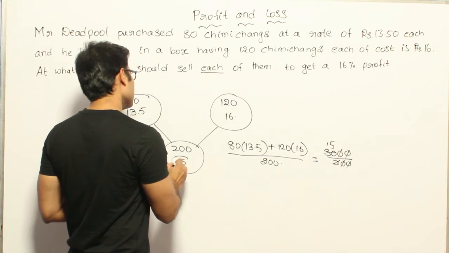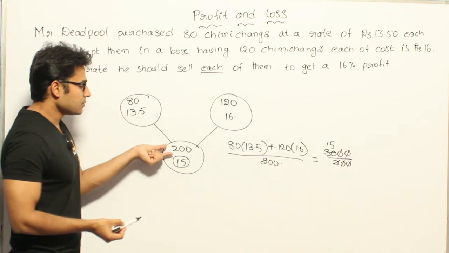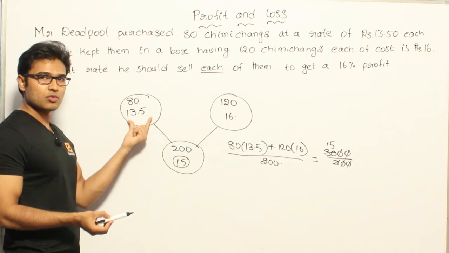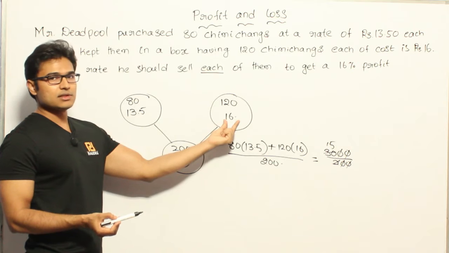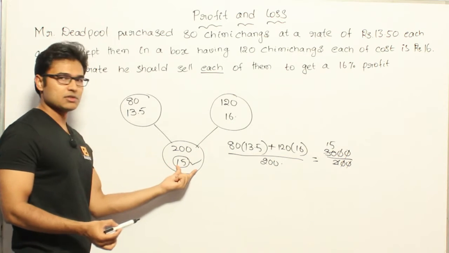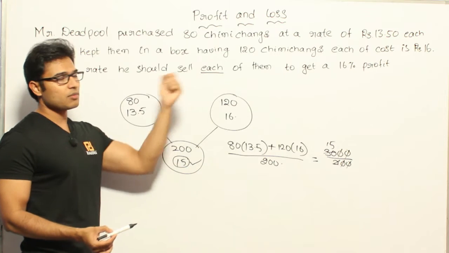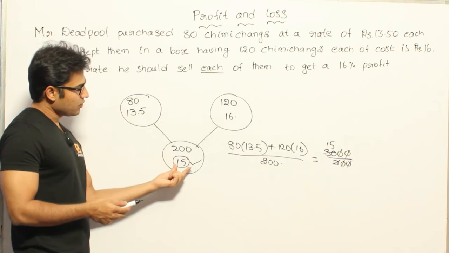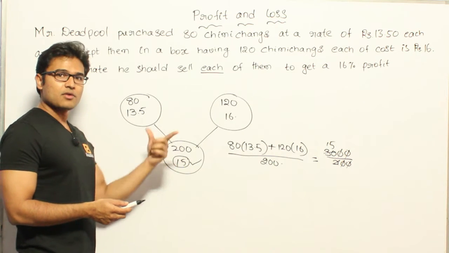So what does it mean? Buying 200 chimney chunks at a price of 15 is equivalent to buying 80 at 13.5 and 120 at 16. Now you can assume that this is the cost price of each of the chimney chunks, and now you are supposed to make a profit of 16% on every chimney chunk. Therefore, if you assume that this is the cost price, you can find out the selling price of each of them.